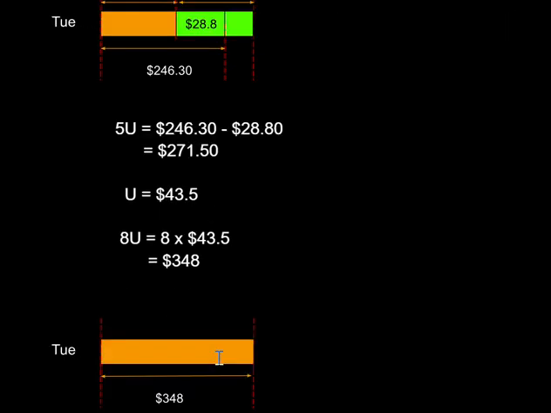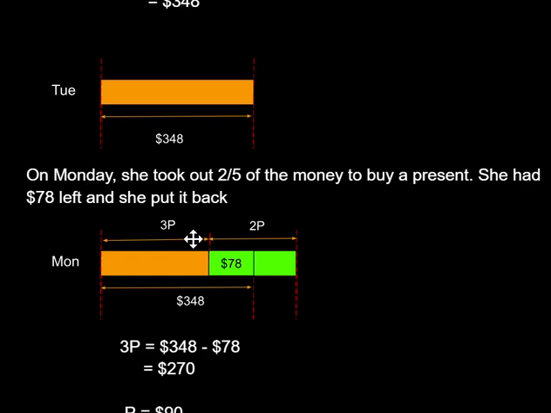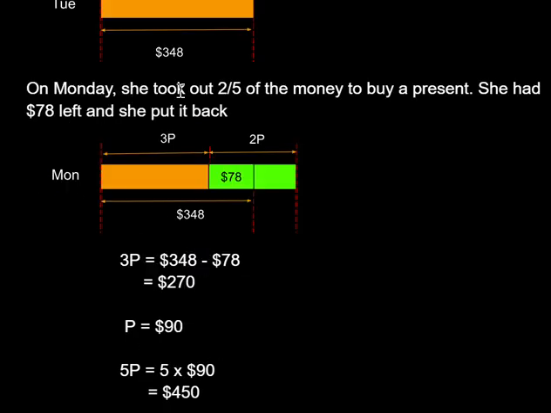Now we know how to solve Tuesday. Let's move on to Monday. This is what she has early on Tuesday morning, or at the end of Monday: $348. On Monday, the same thing happened. She took out 2/5 of her money to buy a present, and she put $78 back. Remember, we have 348 in the morning.